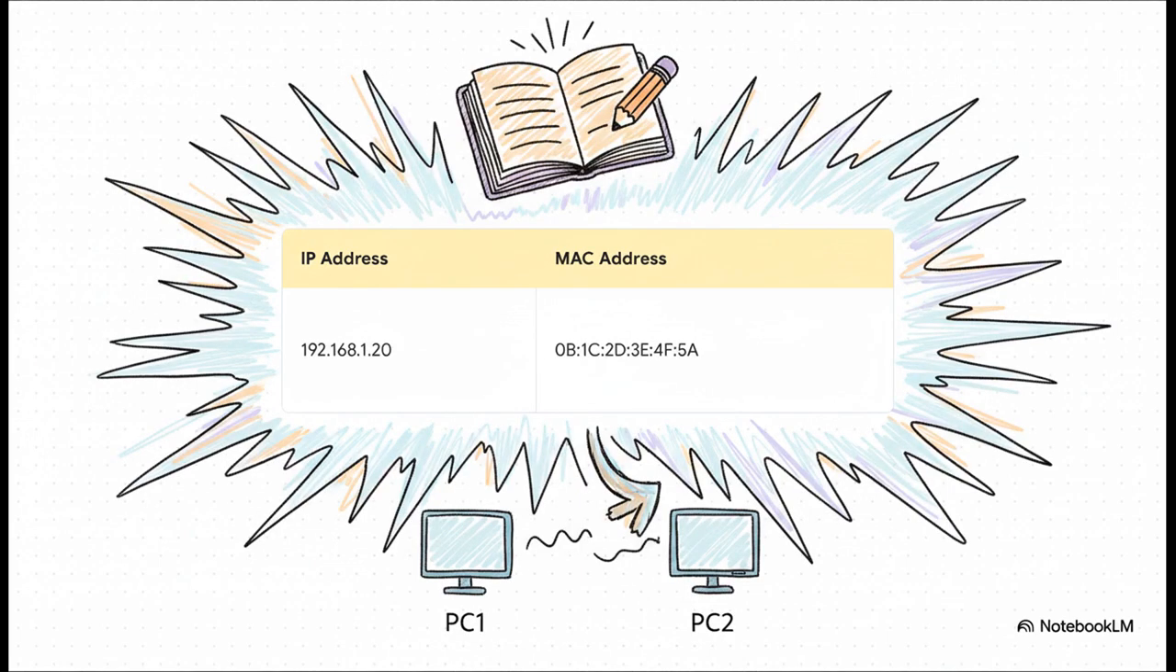But the second that ARP reply arrives, bam, PC1 immediately updates its ARP table. It creates a brand new entry mapping the IP address 192.168.1.20 directly to the MAC address it just learned from PC2. Case closed. The clue is officially recorded.